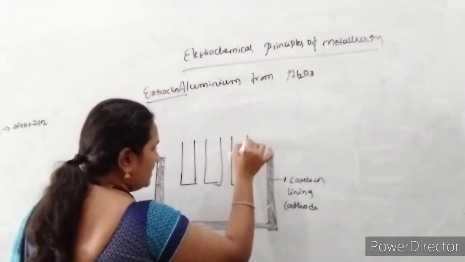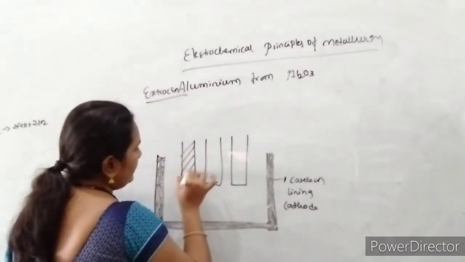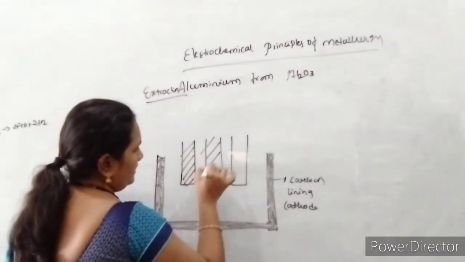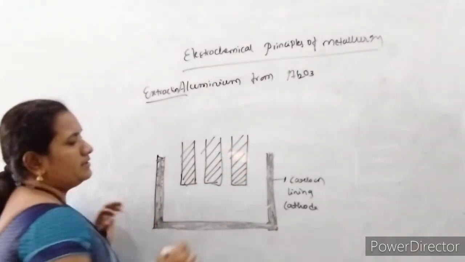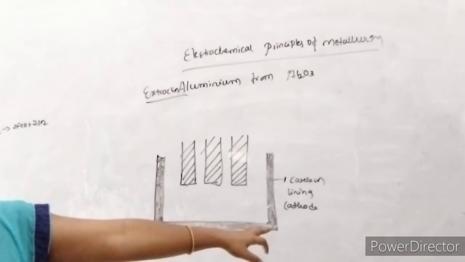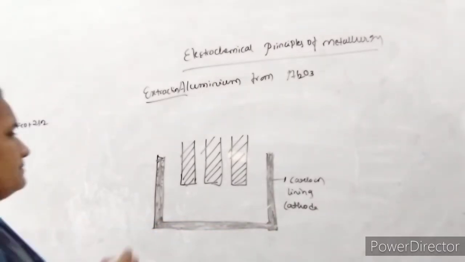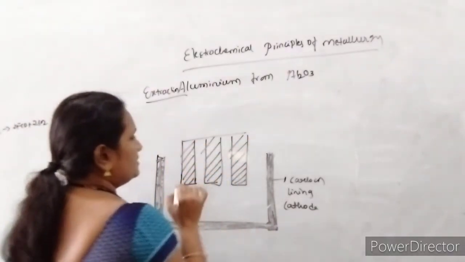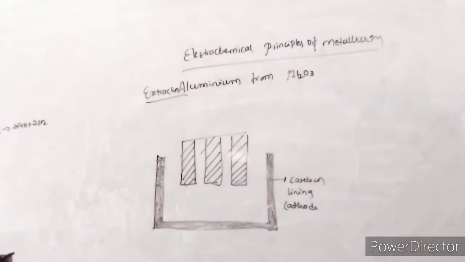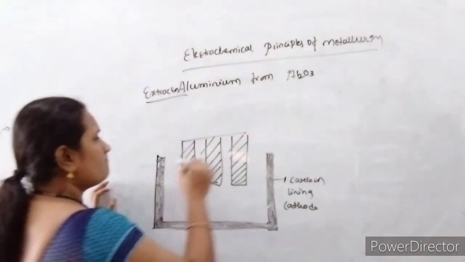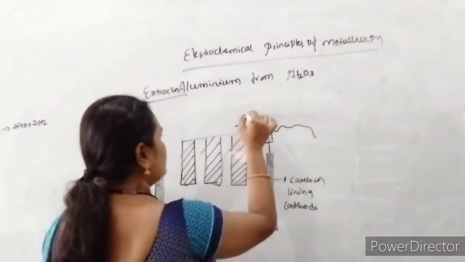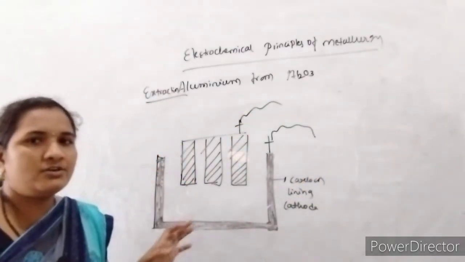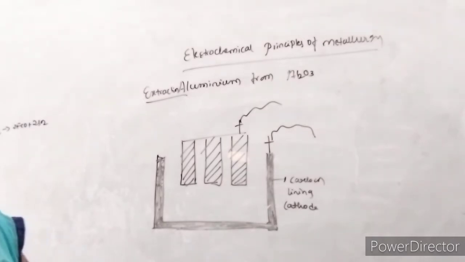So these graphite rods will be acting as the anode, and carbons will be acting as the cathode. So at the cathode, which reaction will be carried out? At the cathode, we are going to do reduction. At the anode, there is an occurrence of the oxidation phenomena.